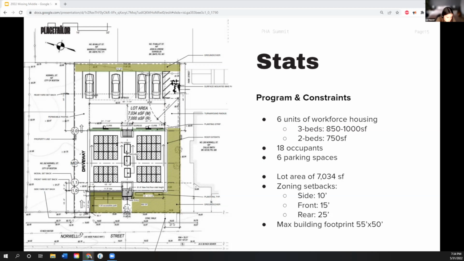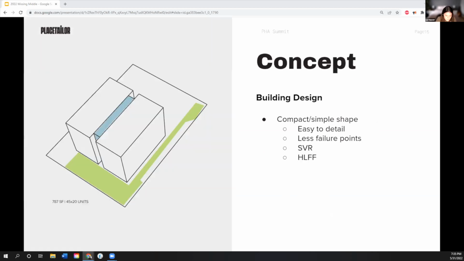The lot area was rather small, around 7,000 square feet. And with the zoning setback requirements, it left us with a maximum building footprint of around 55 to 50 feet. And so our concept is rather simple because it was informed by the zoning setbacks. A simple square, but this makes it very easy to detail and there's less failure points. This cube gives you a really efficient surface to volume ratio as well as a heat loss form factor. So this made it very easy to meet our Passivhaus requirements.